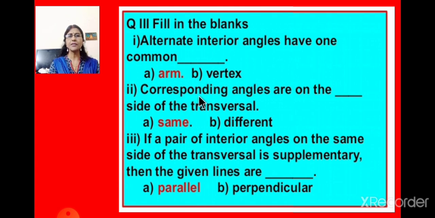Now next is corresponding angles are on the dash side of the transversal. Option A same, option B different. So we have seen corresponding angles are always on the same side of the transversal. So this is the answer.